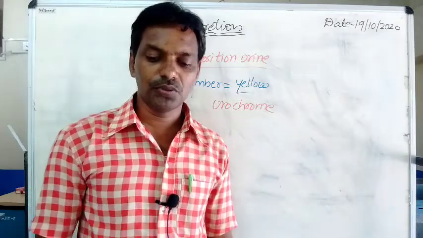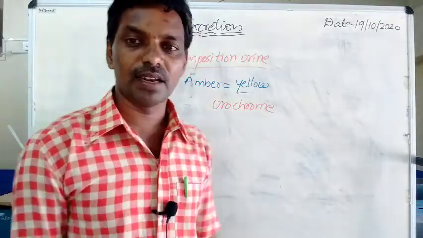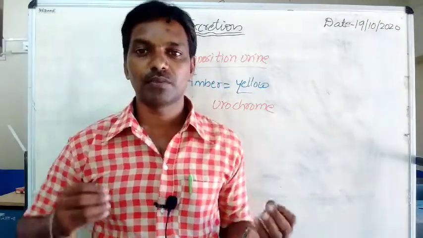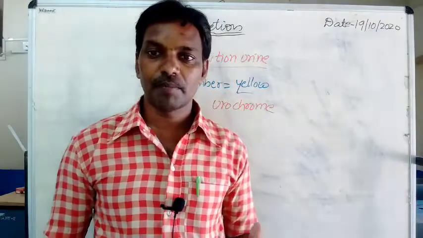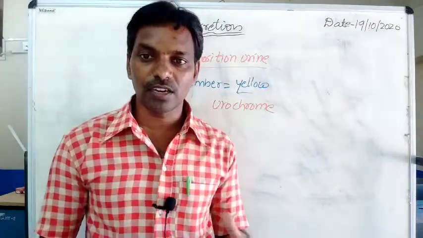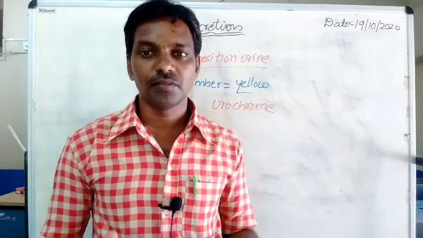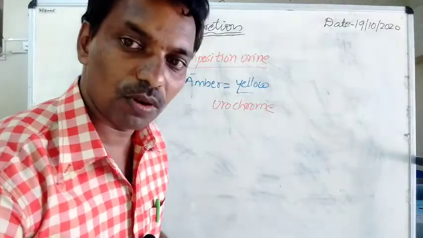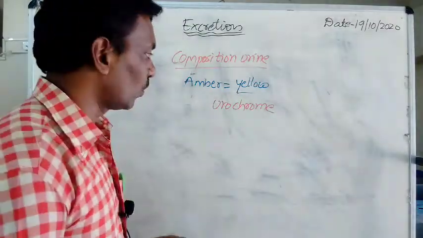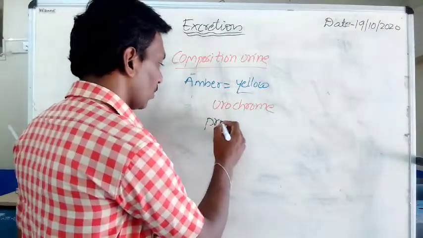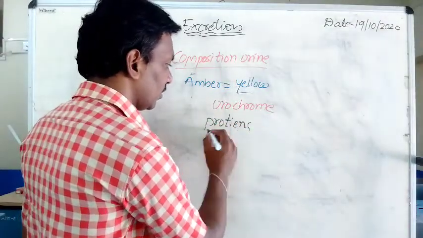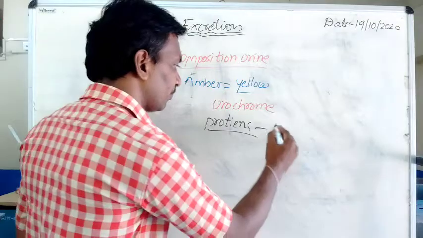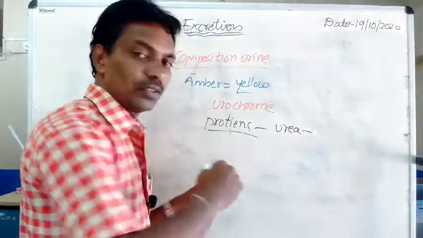Right. So, urine formation is based on our intake, based on our diet. If you take more proteins in your diet, what will happen? More urea will be present in your urine. What is the concept here? If more proteins are present in your diet, urea is present in your urine.